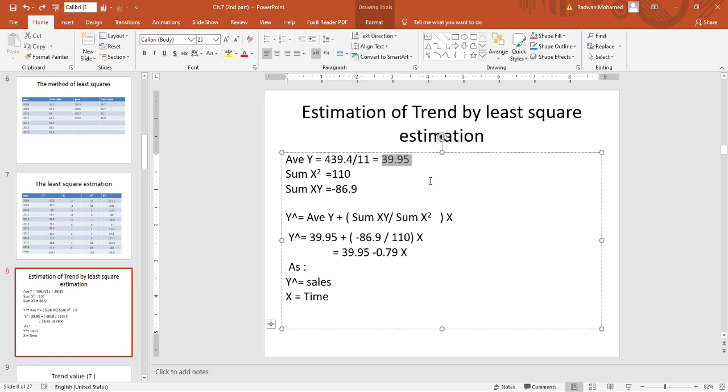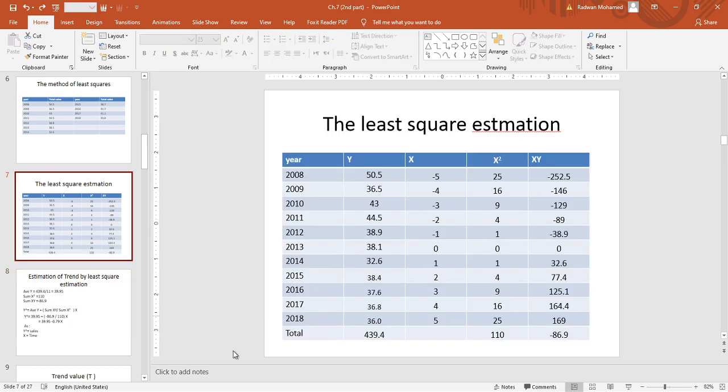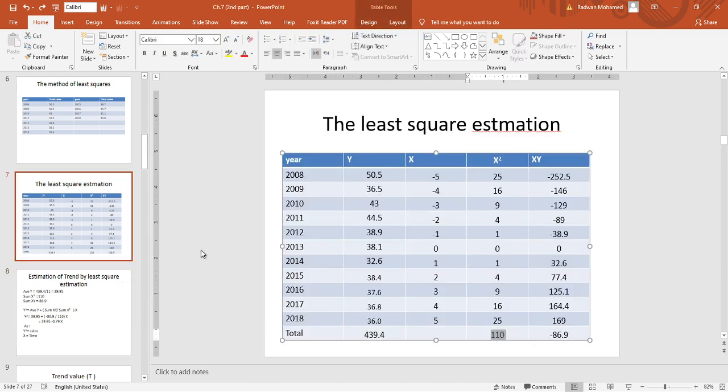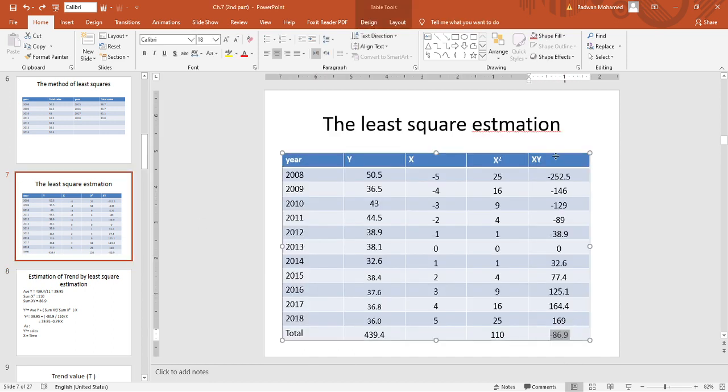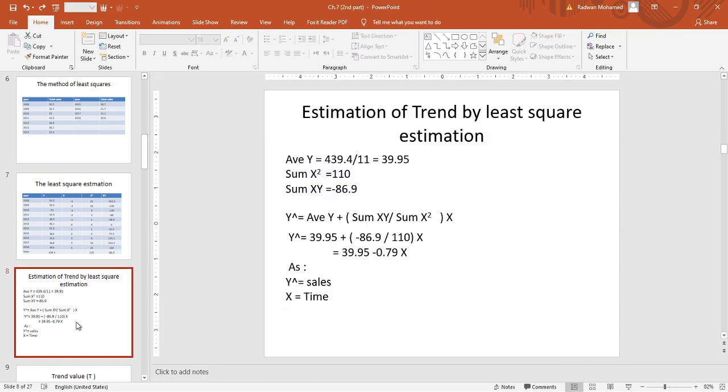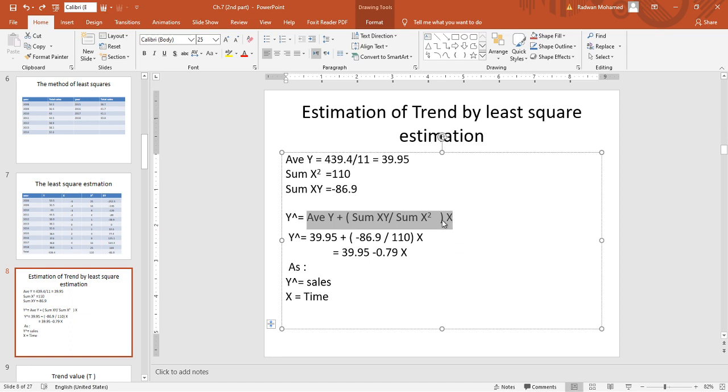Then I will do the summation of x squared. Where is the summation of x squared? It's 110, so I will put it here. What is the summation of x multiplied by y? Here is the summation of x multiplied by y. Okay, so I will do a direct substitution in the main equation here. Y hat is equal to the average, which is 39.6, plus the summation of x multiplied by y from the previous table, divided by 110 from the table also. It will give me this equation.